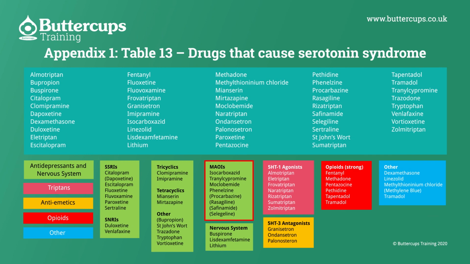So there we have it. Serotonin syndrome is usually associated with combinations of drugs that includes antidepressants, triptans, antiemetics, opioids, and also lithium.